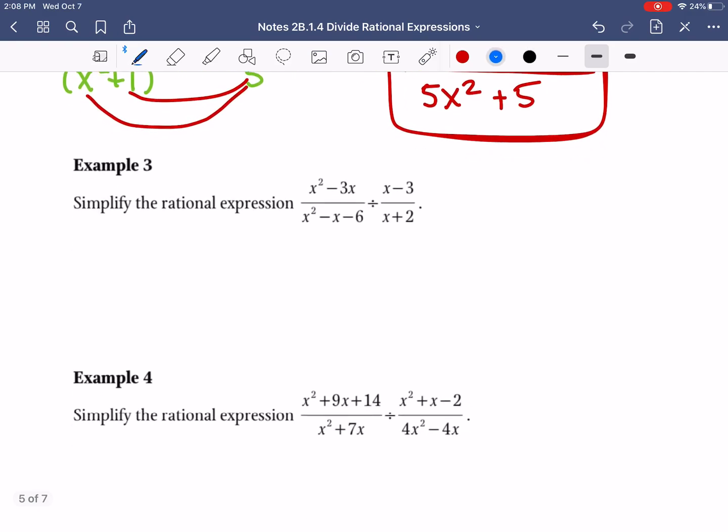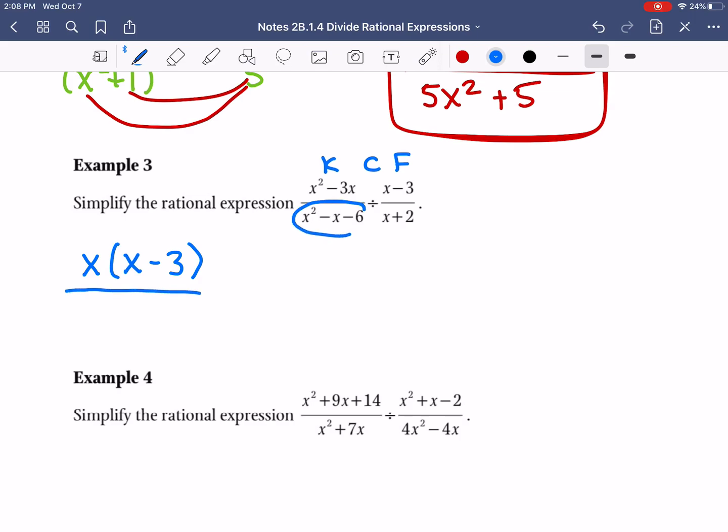So I'm going to keep, change, flip, but I'm going to factor as I go. So I look at the top of the first one, x squared minus 3x. I look for GCF first. I notice they can both be divided by x. When I divide both of these terms by x, I just get x minus 3, which can't be factored any further. There's no difference of squares or anything.